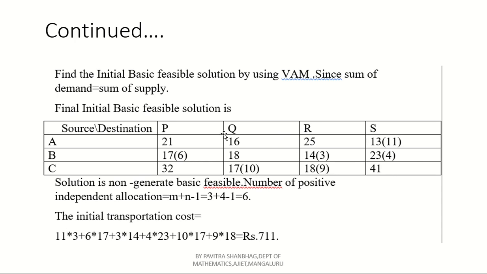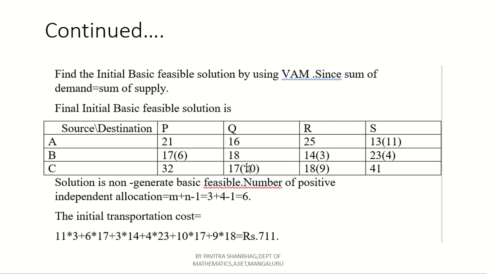Now how do we check this? Actually, how many allocations should there be? M plus N minus 1. Check whether it matches the given expression. See here, the allocation process: 1, 2, 3, 4, 5, 6. We have done 6 allocations. But actually, what is the number of rows?